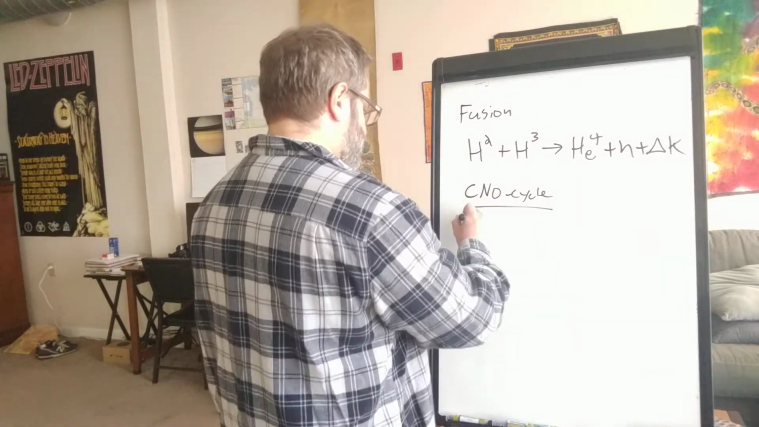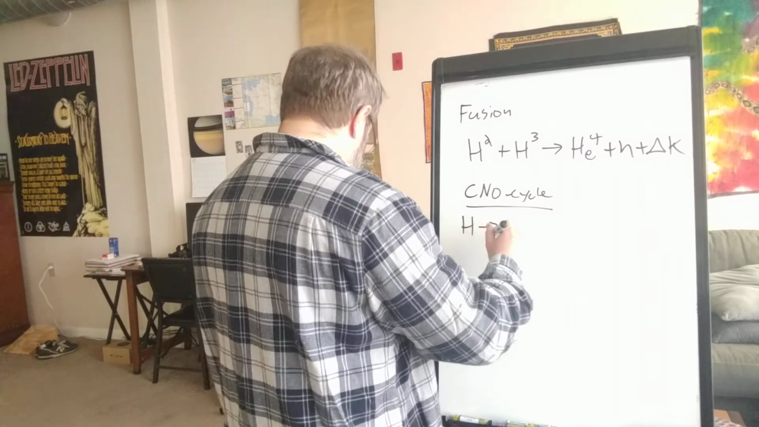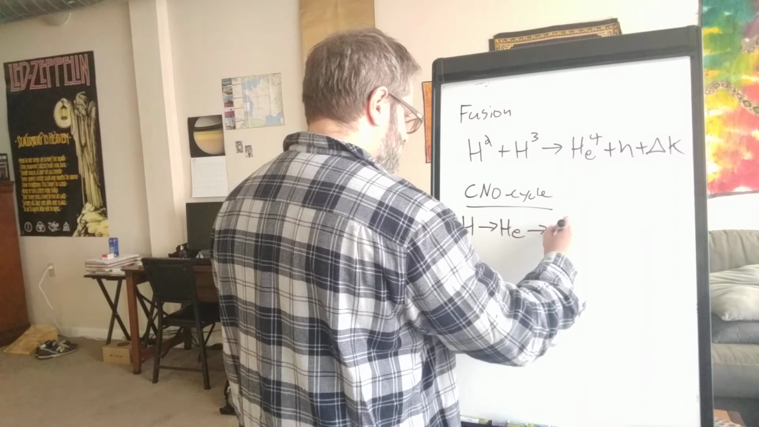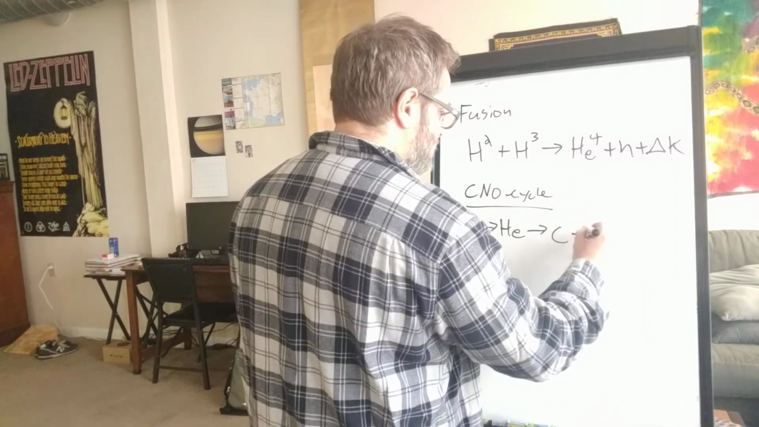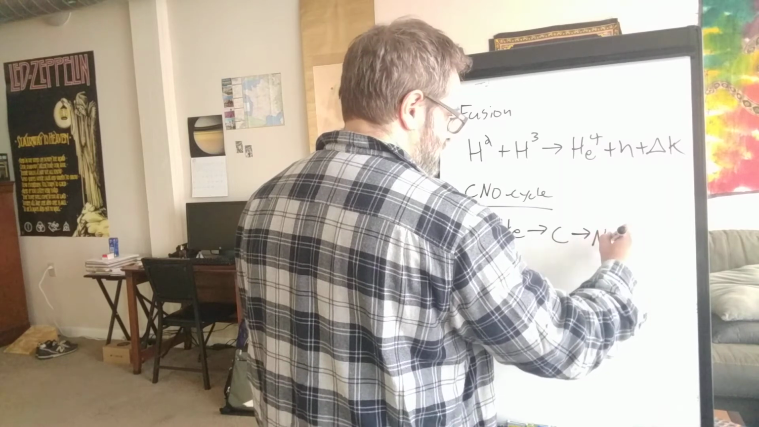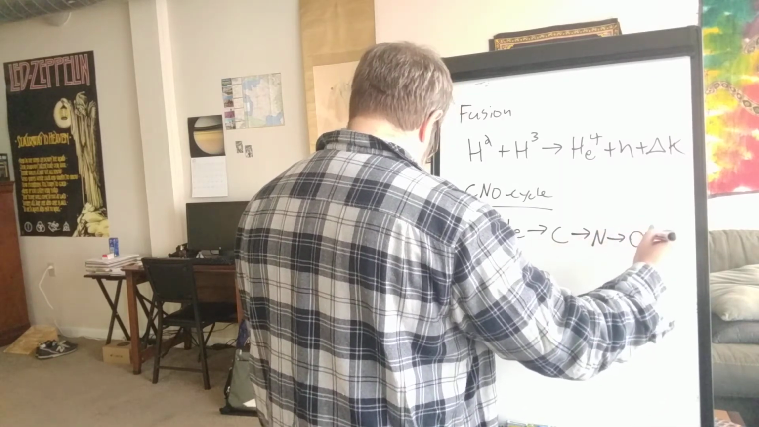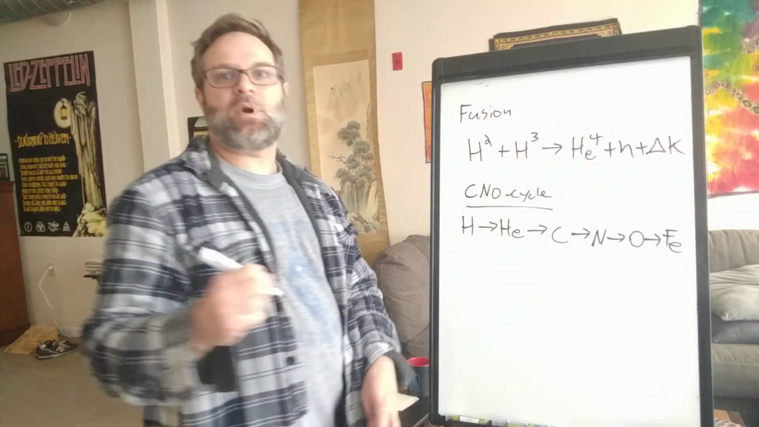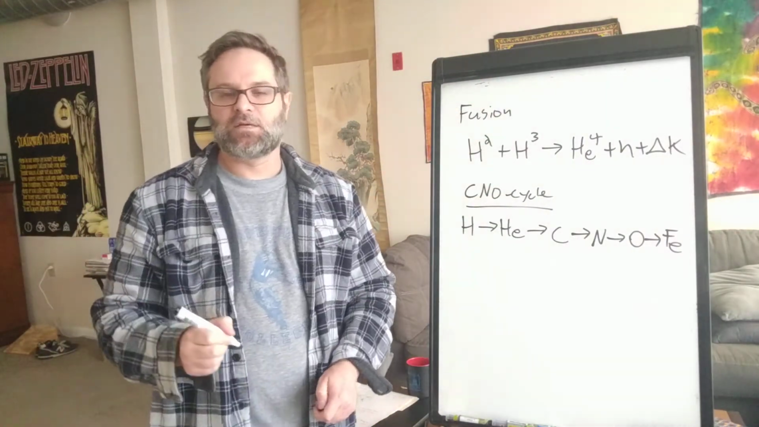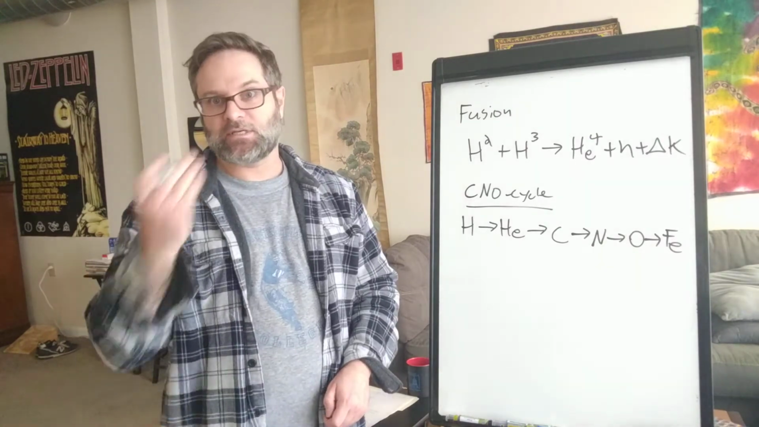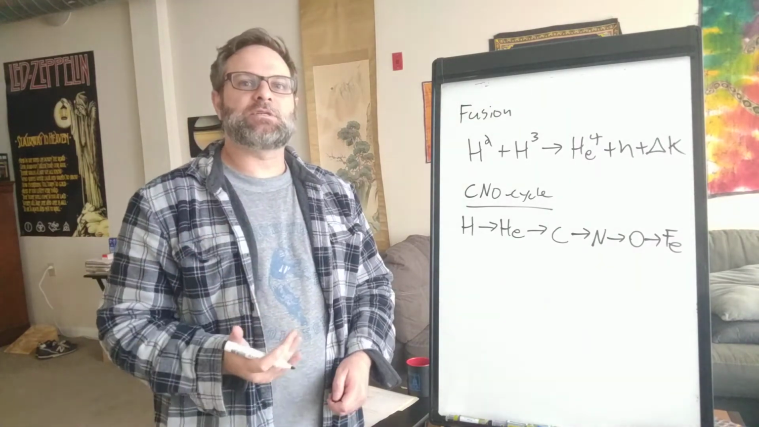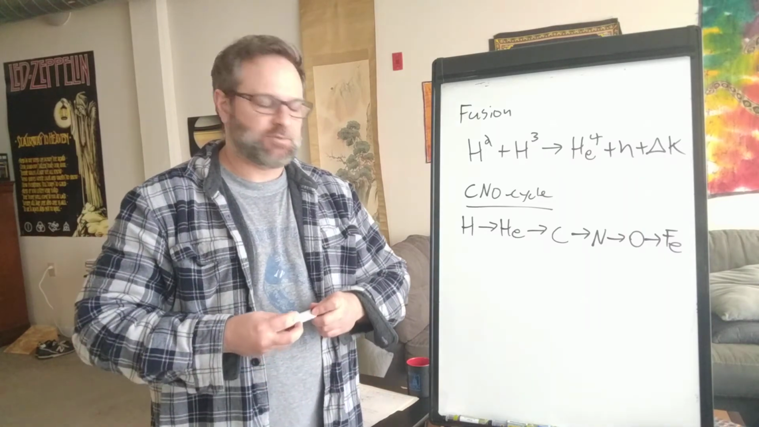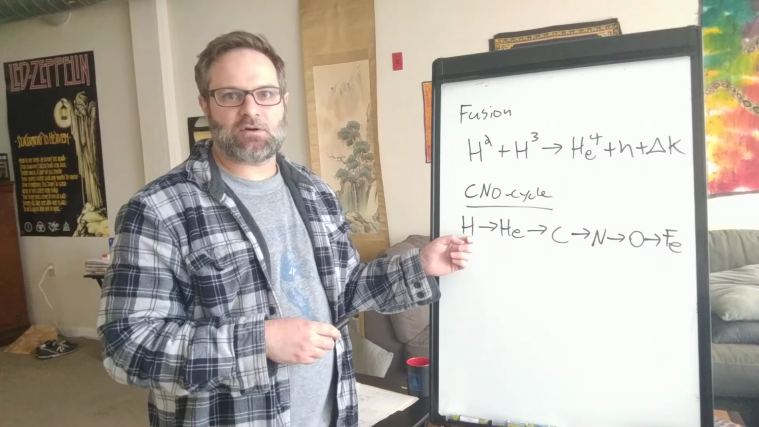So the CNO cycle starts with hydrogen. Hydrogen gets fused into helium. Helium gets fused into carbon. Carbon fuses into nitrogen. Nitrogen fuses into oxygen. And oxygen fuses into iron. So when the universe was created roughly 13 to 14 billion years ago, mostly it was just hydrogen. Very, very small amounts of helium or anything else. Nothing really appreciable. So the universe started off as all hydrogen.